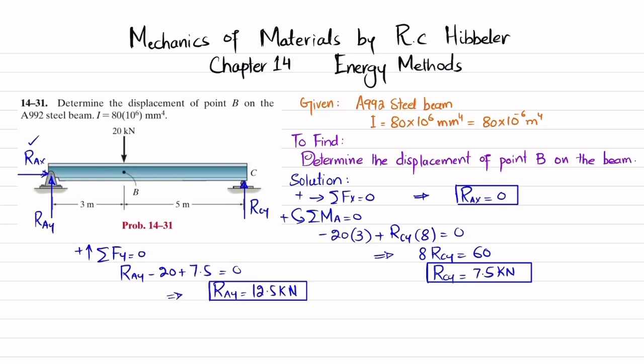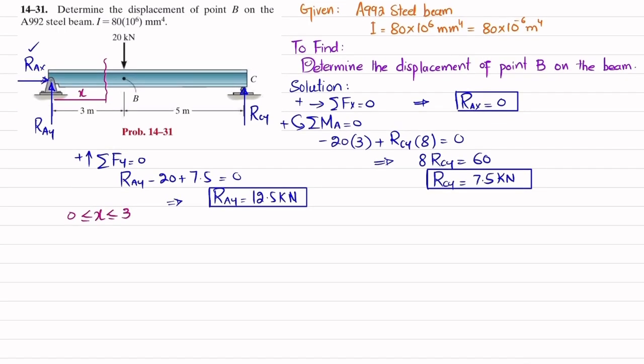So what we will do is that we will go toward finding the moment equation. We will cut the beam over here, and this will be the x-axis distance from point A, and the region for x is greater or equal to 0 and less or equal to 3. And we will draw the free body diagram in order to find the equation of moment. So this is the beam. This is your RA, which is equal to 12.5 kilonewton.